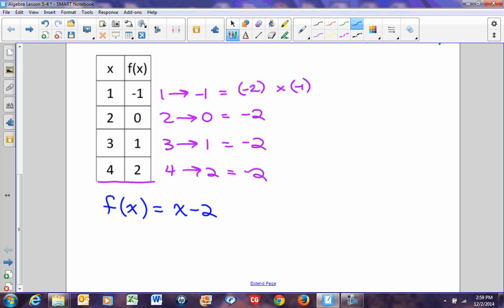And that's the function rules. The function rules are not all that difficult. You just have to look at them, see if you can figure out a pattern, and see what happens from there.